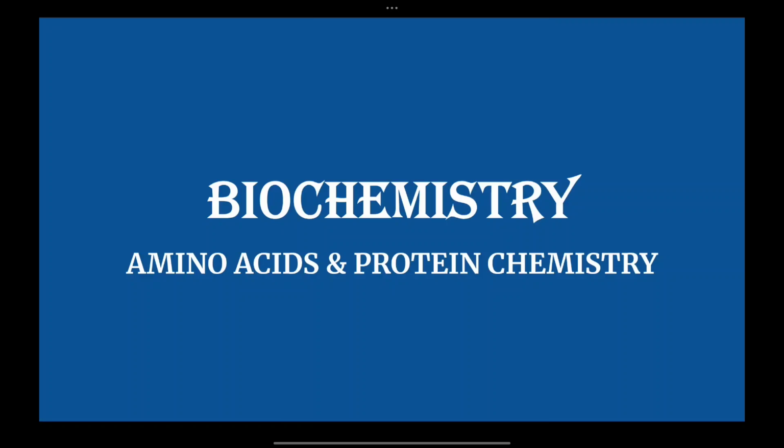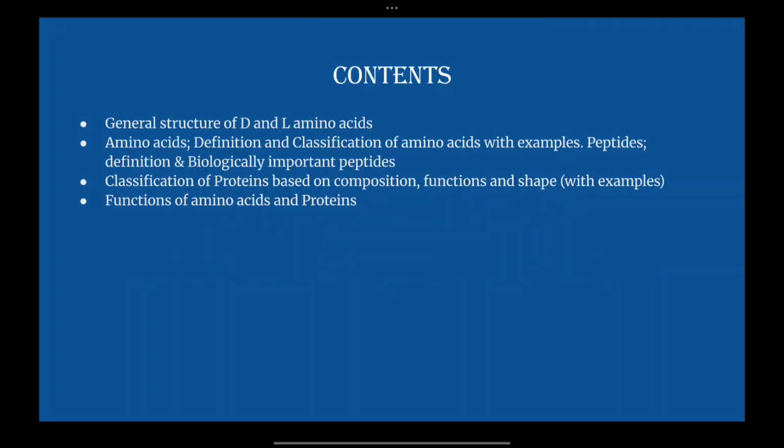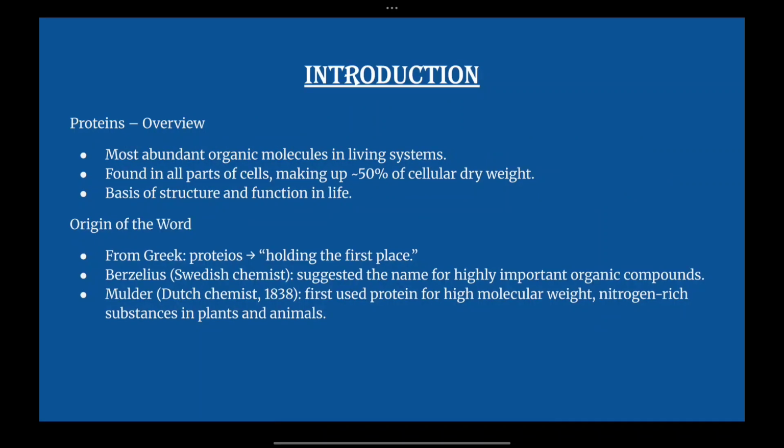So the first topic of today will be about the general structure of D and L amino acids, the proteins, the molecules of life. Proteins are the most abundant organic molecules in the living system, making up almost 50% of the cellular dry weight. They are the basis of structure and function in life. From enzymes to antibodies, from hemoglobin to keratin, everything is made up of proteins.